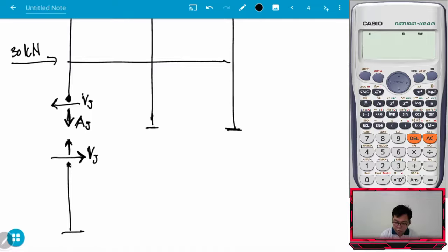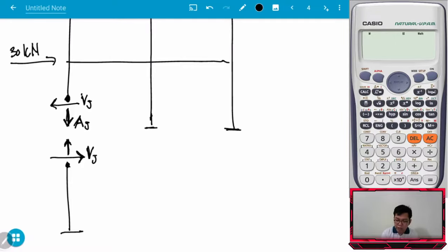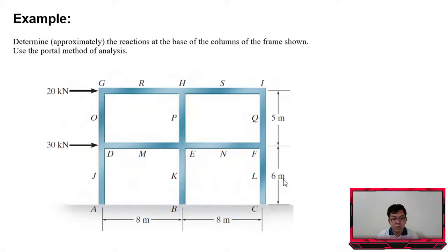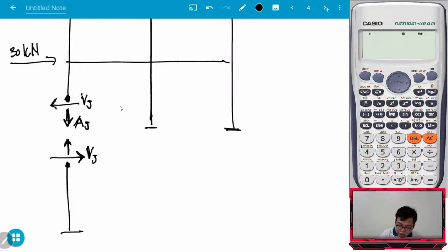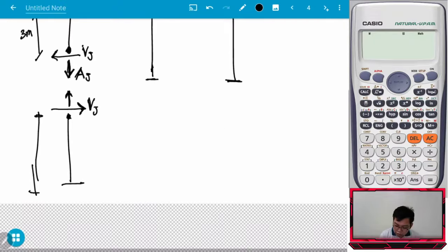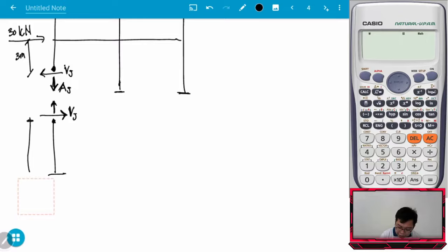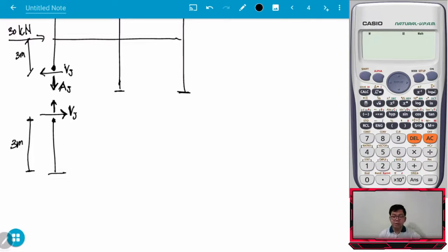Wala kang moment. By the way, guys, hindi yan drawn to scale, ha? Baka magtaka kayo. Sa figure natin, tingnan nyo, sa figure natin, 6 meters. So, therefore, itong distance na to, yan, itong distance na to is actually 3m. Likewise, itong distance na to is actually 3 meters din. Okay? Sorry kung hindi drawn to scale yung figure.